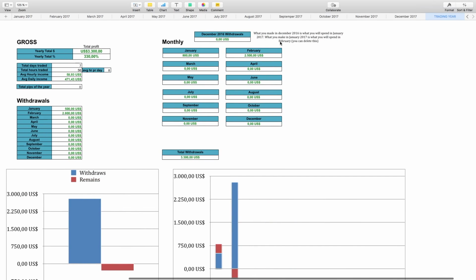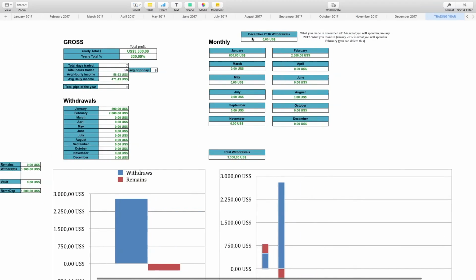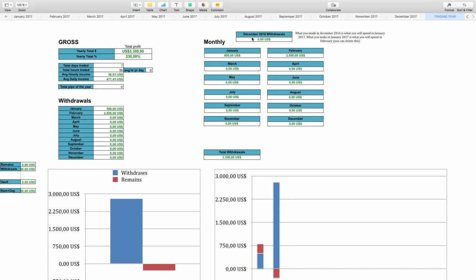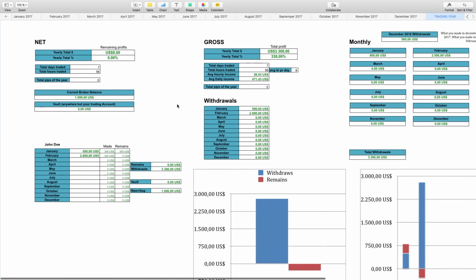And yeah, here you see what you made in December 2016 is what you will spend in January 2017. What you make in January 2017 is what you will spend in February. It's just if you want to put in whatever you made in December to your new sheet, you can put in those numbers right here, so you just know. It's kind of nice to know these kind of factors, right? Because it is really how trading works.